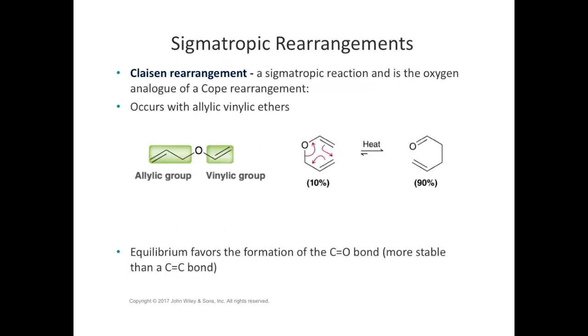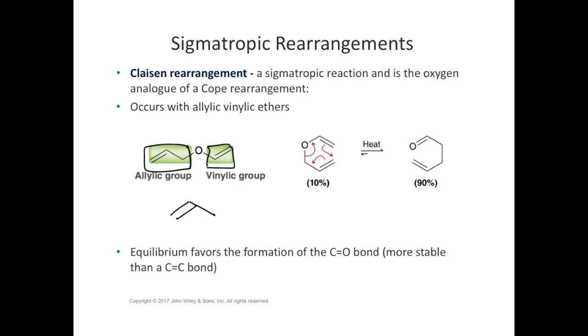We also have a Claisen rearrangement, which is another type of sigmatropic reaction, and this is the oxygen analog of the Cope rearrangement. And this occurs with allylic vinyl ethers. So here's an ether. An ether is an oxygen with carbons on either side. On one side you have a vinyl group, an alkene. On the other side you have an allyl group. So an allyl group is a double bond with a carbon adjacent to it.